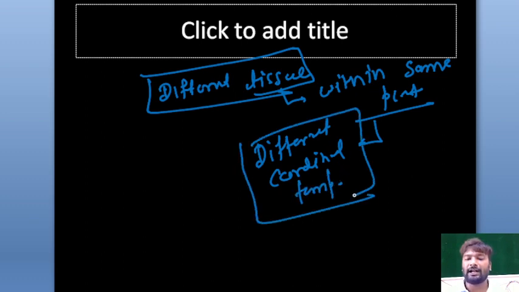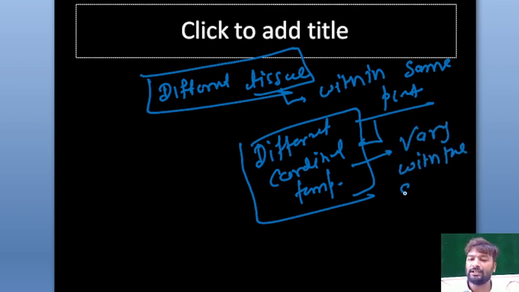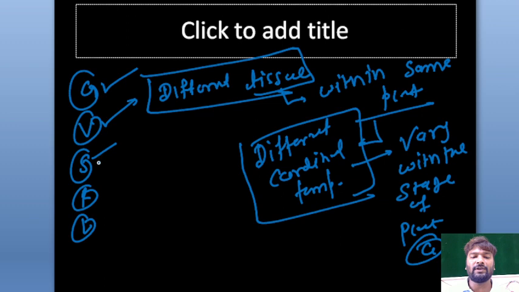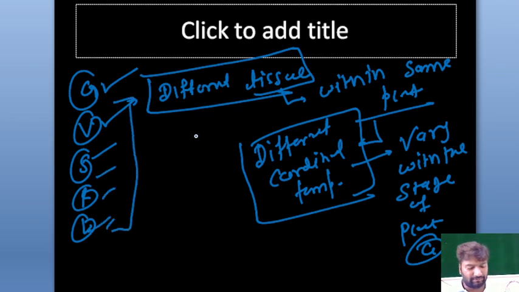Even the cardinal temperatures vary with the stage of plant growth. Means for germination there will be a different temperature requirement. For vegetative growth there will be different. For stem growth, root growth and leaf growth there will be different cardinal temperatures.